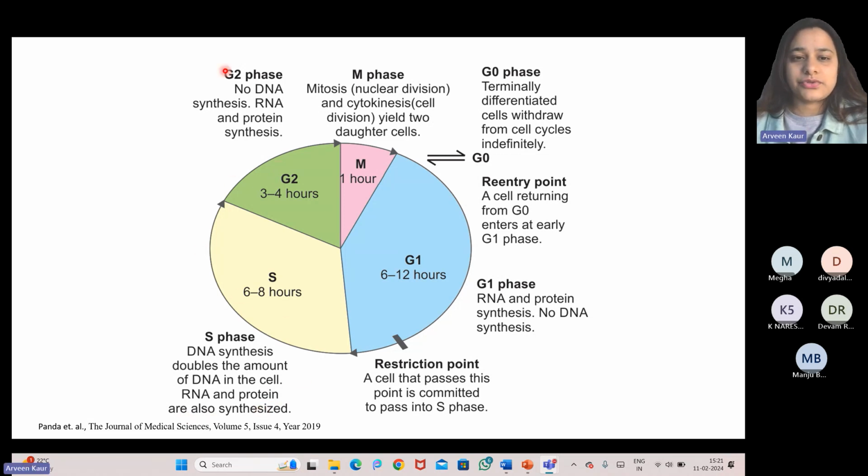After which the cell passes to the G2 phase, wherein again no DNA synthesis will occur, but RNA and protein synthesis can still continue to occur. After which comes the M phase, which is a short-lived phase, but some of the most important things are happening over here, which include mitosis, the nuclear division, and the cellular division. And the end of mitosis will lead to two daughter cells, right?